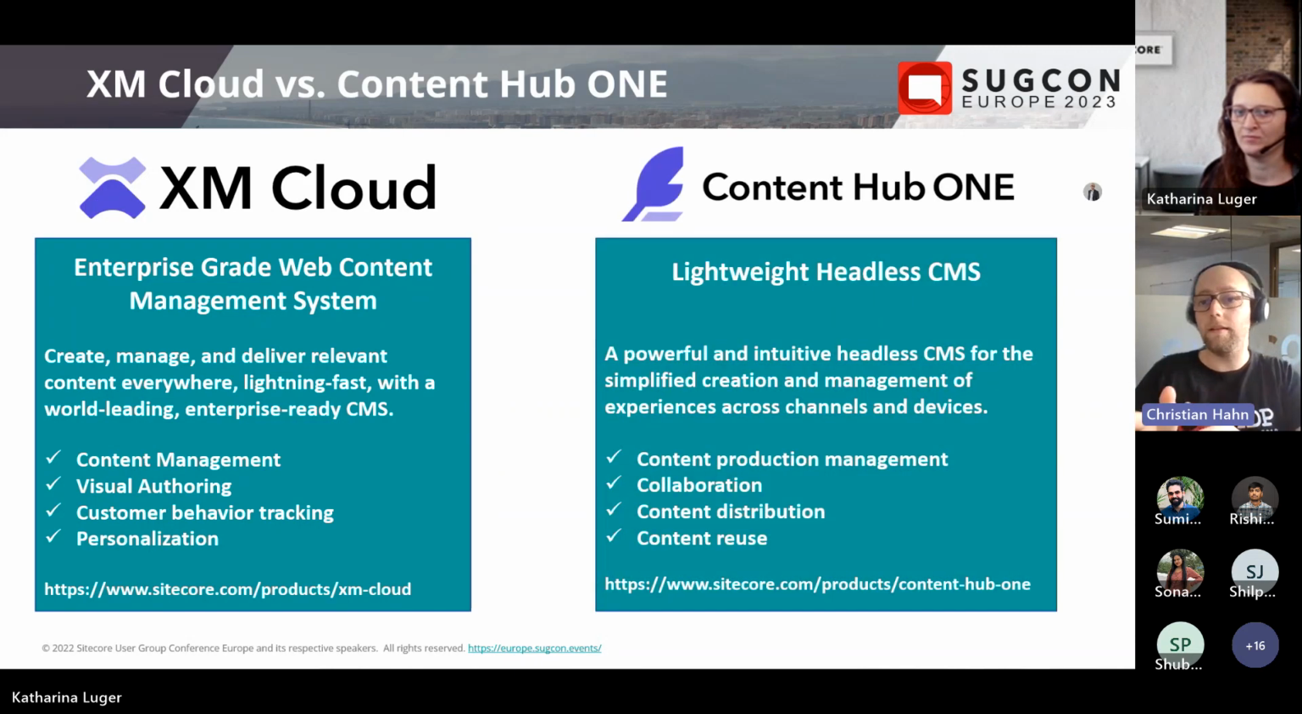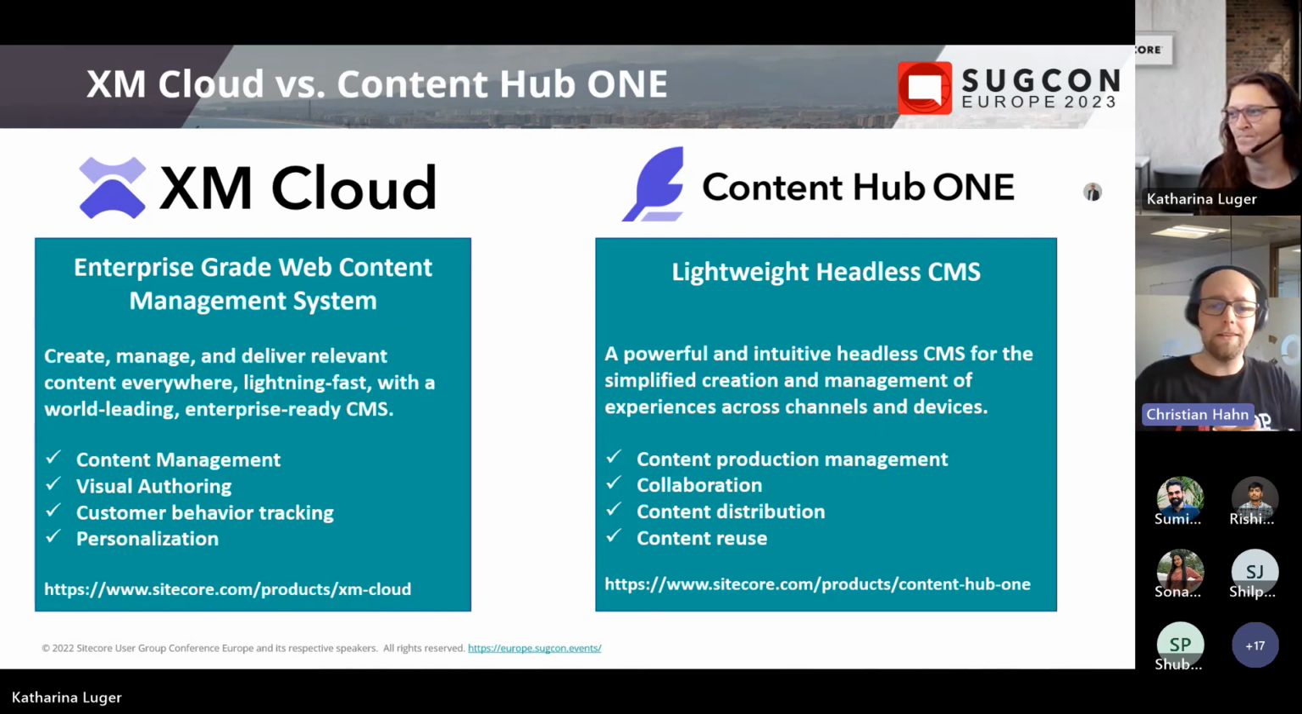In comparison to that, and that's what we are talking about today, is Content Hub One. As the name already states, it's based on Content Hub technology. And the closest you can compare it is with the Content Hub CMP module from the older days, I would say, the product. So the CMP module, the content management module of the Content Hub.